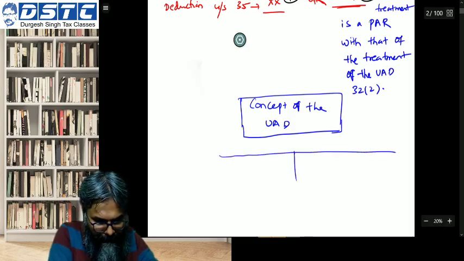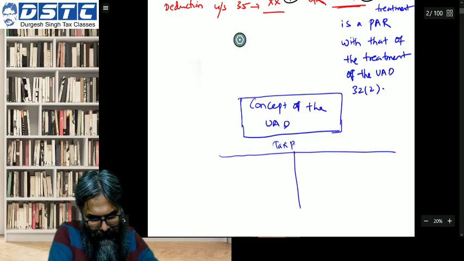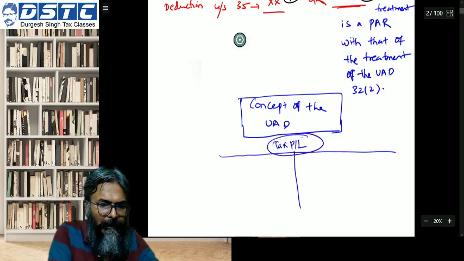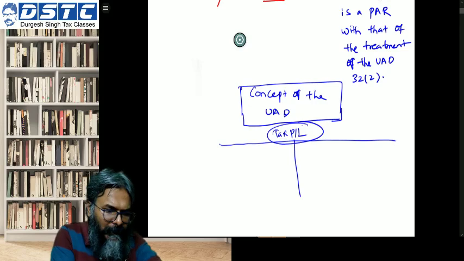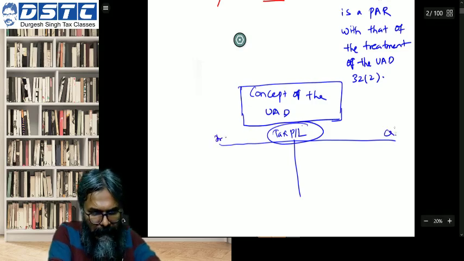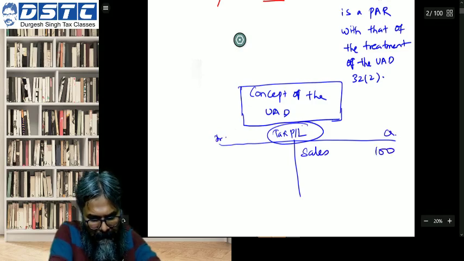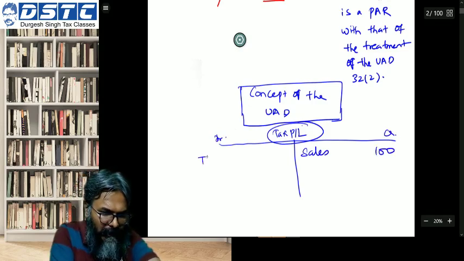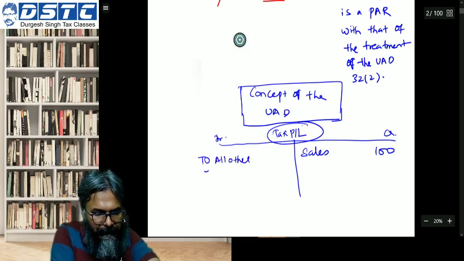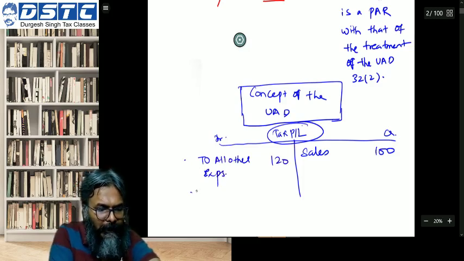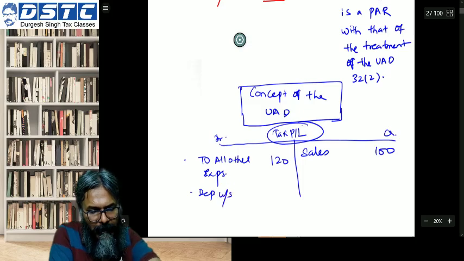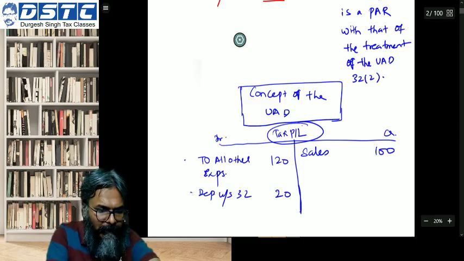Students, this is a tax P&L. Say for example your tax P&L, debit, credit. Your sales is 100. All other expenses debited is say 120. Depreciation under section 32 is say 20, isn't it?